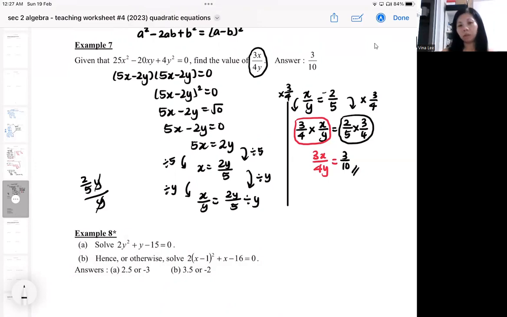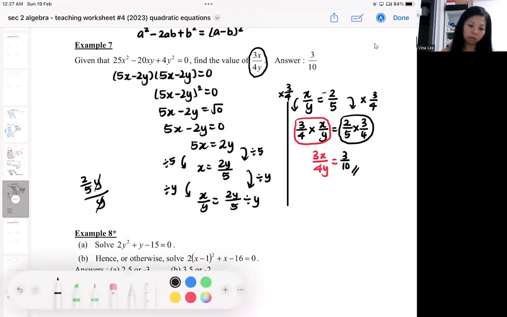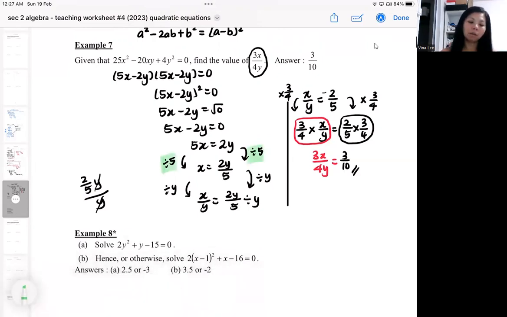So basically, there's a lot of doing something to both sides. You look at what the question wants. So I will divide by 5 on both sides, divide by y on both sides, then multiply 3 over 4 on both sides. You just have to do it step by step and see what the question wants from you.